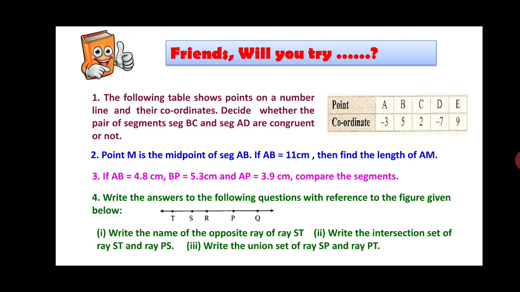This figure is given, a line is given, some points are on those lines. Write the name of the opposite ray of ST. Write the intersection set of ray ST and ray PS. Write the union set of ray SP and ray PT. Friends, you try at your home and note down in the notebook.